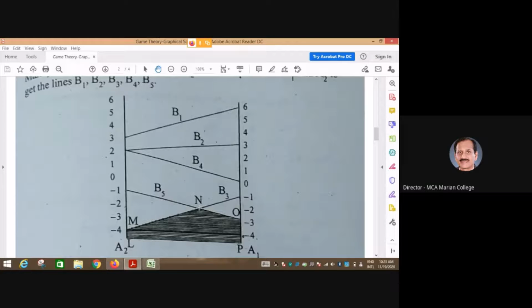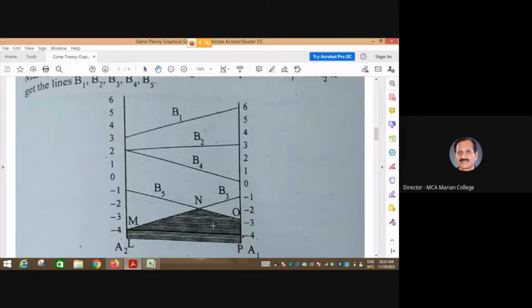Just like you have done the problems in LP, where you use graphical solution, you can see that the optimum points lie at the intersection points. But here it is more clear. We have the maximin point, maximum of the minimum values, which lies on the point N. And this is the intersection of 2 lines which represents the strategies B3 and B5. So this represents B3 and B5.